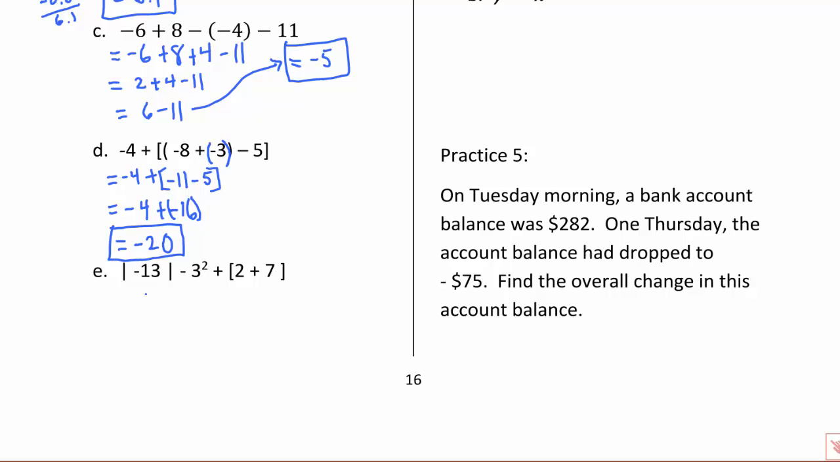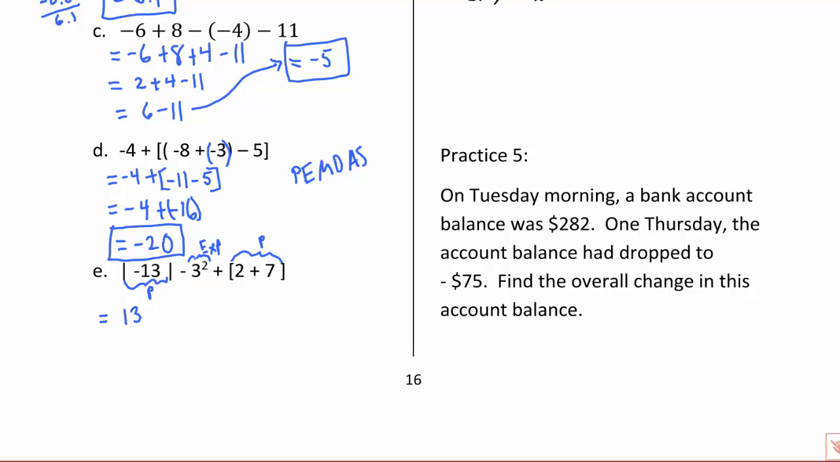Now let's look at E. If we remember our order of operations, PEMDAS, we have to be very careful. This is a parentheses that we need to evaluate. This is an exponent that we need to evaluate. And this is a parentheses as well. So let's do each of these. The absolute value of negative 13 is just asking the distance between negative 13 and 0. Or just think of it as it's always going to be positive. So it gives you 13 here.